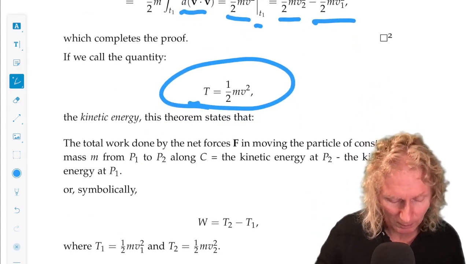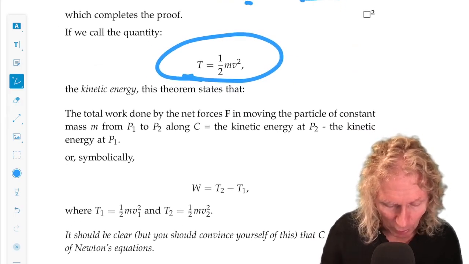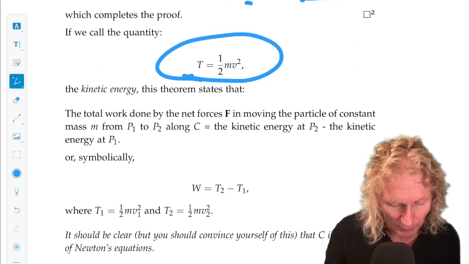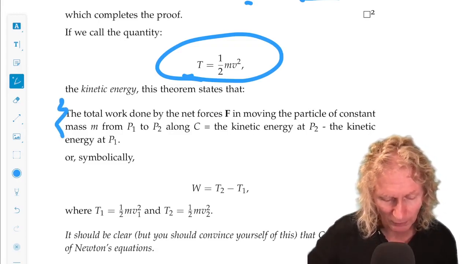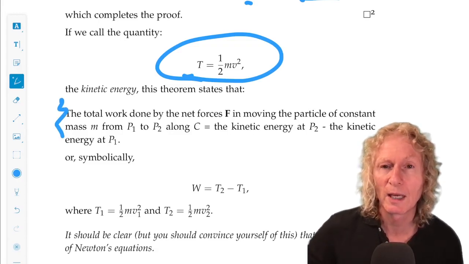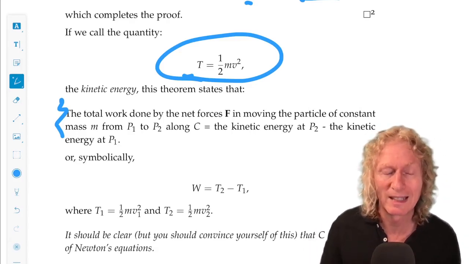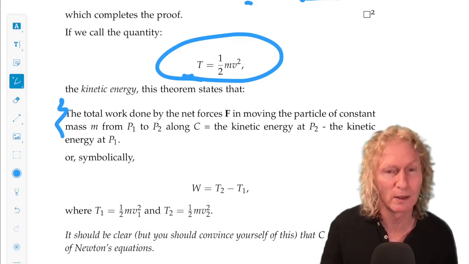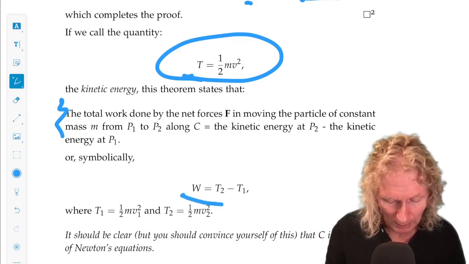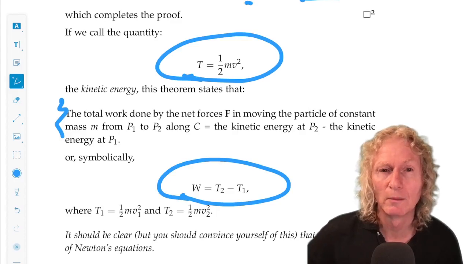That's heuristic. So the total work done by the net force F in moving the particle of constant mass m from P1 to P2 along C is the kinetic energy at P2, where it ends up, minus the kinetic energy at P1, where it started. So the work is T2 minus T1.